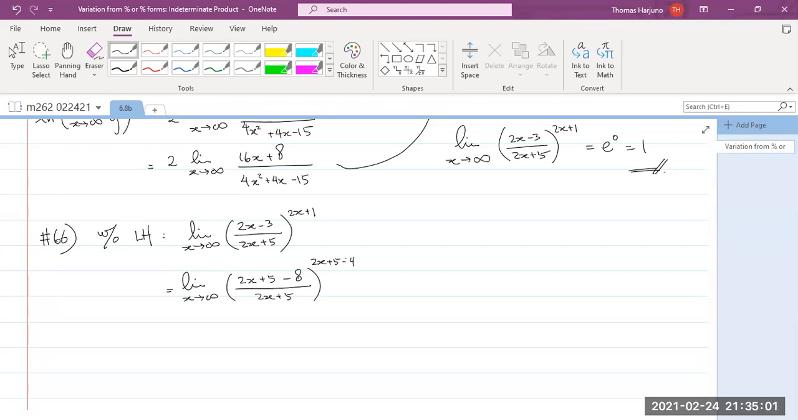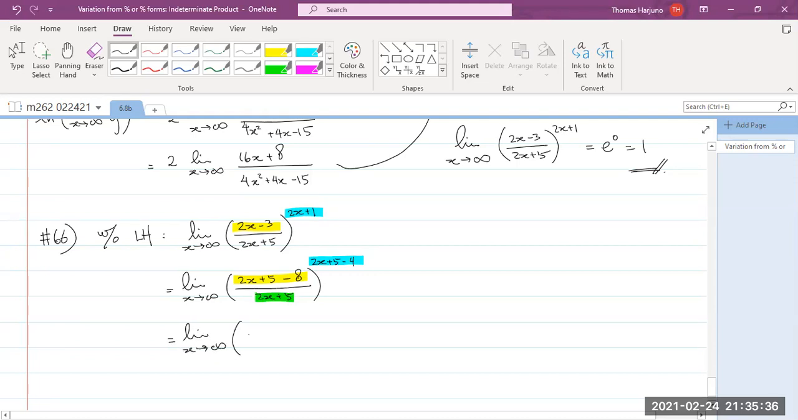Wait, sorry, Thomas. Could you explain that again? I basically rewrite this 2x minus 3 as 2x plus 5 minus 8. Oh, you're massaging it. Yes. Okay, so this guy here becomes this. But why do you want 2x plus 5, Thomas? Because I want to catch 2x plus 5 on the denominator, such that inside that grouping symbol, I can write it as 1 minus 8 over 2x plus 5. And then 2x plus 5 minus 4. Is it what I really want to do?